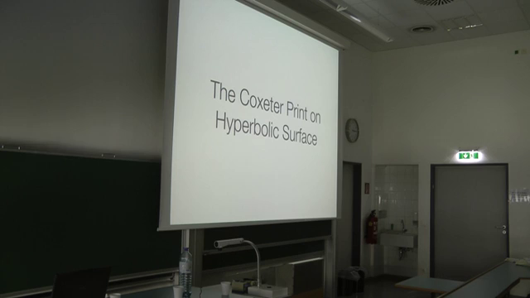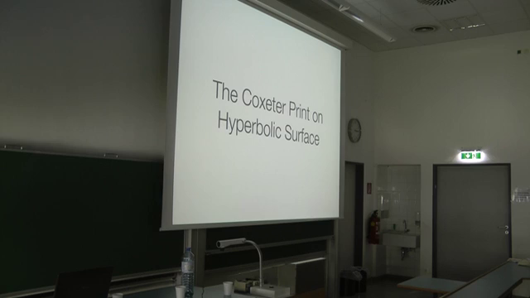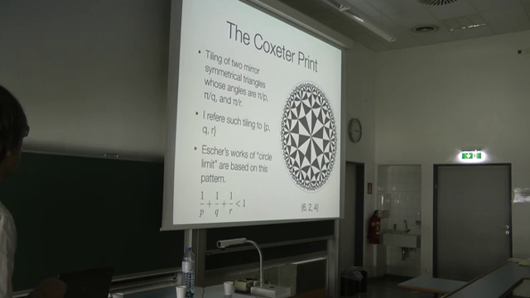I also transferred the Coxeter pattern onto hyperbolic surfaces. The Coxeter pattern is the tiling of two mirror-symmetrical triangles whose angles are pi over p, pi over q and pi over r. I refer to such tiling as pqr. This is an example of 624, the motif of Circle Limit 4.